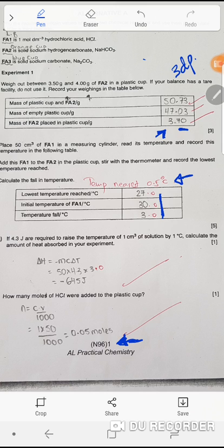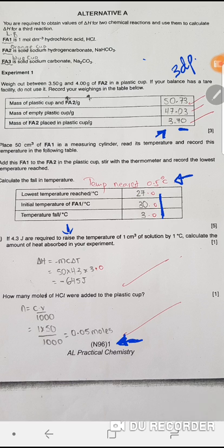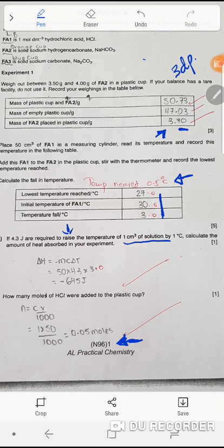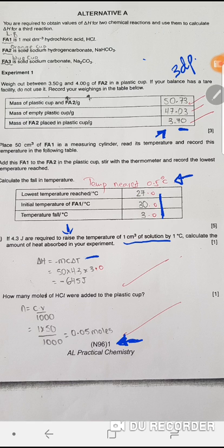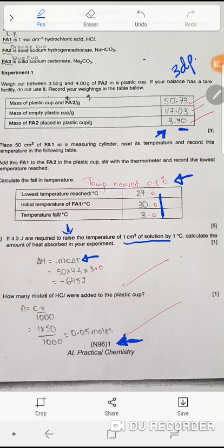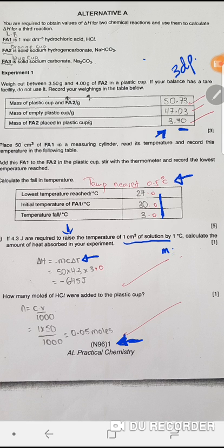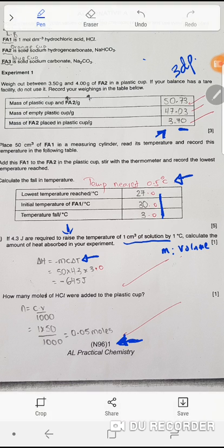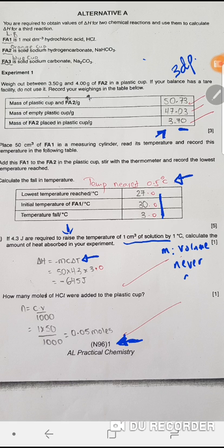When we come to this part, part A, whenever you read this sentence, if 4.3 raised the temperature of 1 centimeter cube by 1 degree, this means that you have to use that formula. And remember, it is this only formula that you can use. Delta H equals minus MC delta T, where M stands for the volume of the solution and never the mass. So never the mass of the solution.